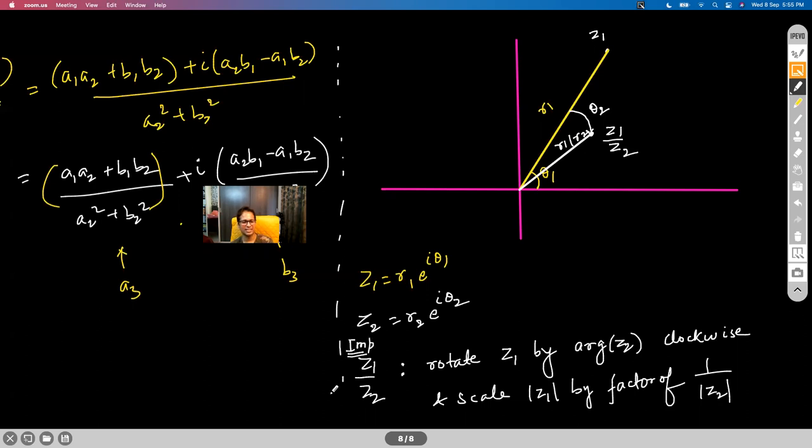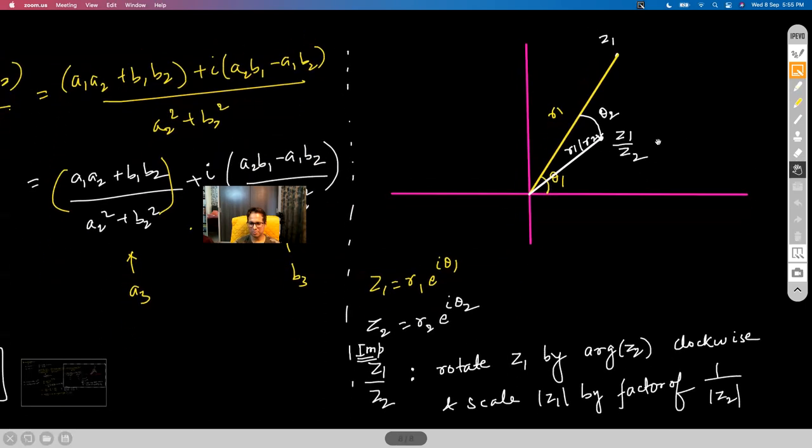Now, one more geometrical interpretation we will be talking about once you have copied this diagram, once you have copied this scenario. And then we'll take some questions based on the same, followed by a break.